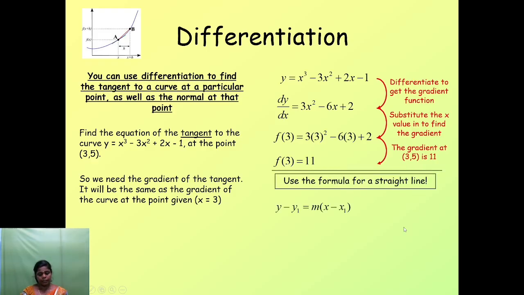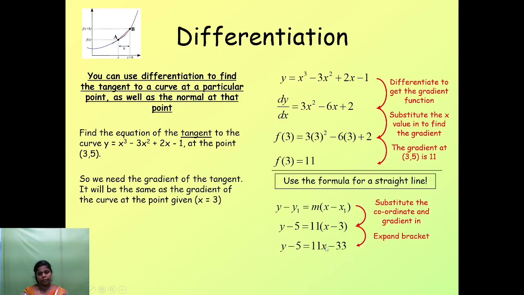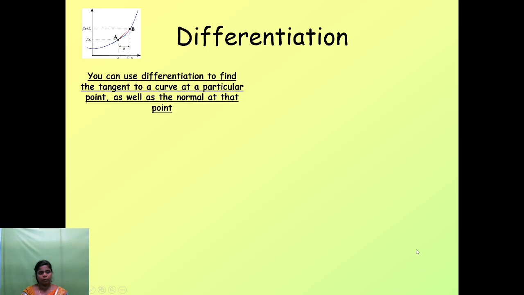Next we use the straight line formula. Already you know the formula, y minus y1 is equal to m into x minus x1. We substitute the values of y1 and x1. You know the given point 3, 5. So we substitute x1 equal to 3 and y1 equal to 5. So you get y minus 5 equal to 11x minus 33. Then you get y equal to 11x minus 28. So that is the curve and the tangent.